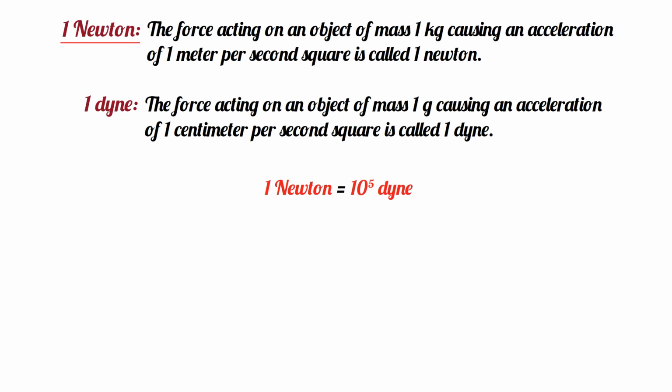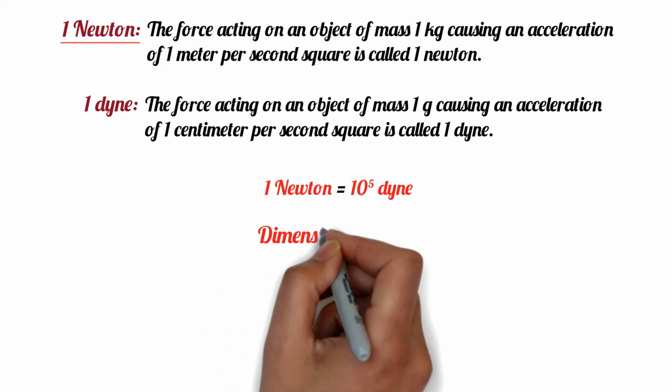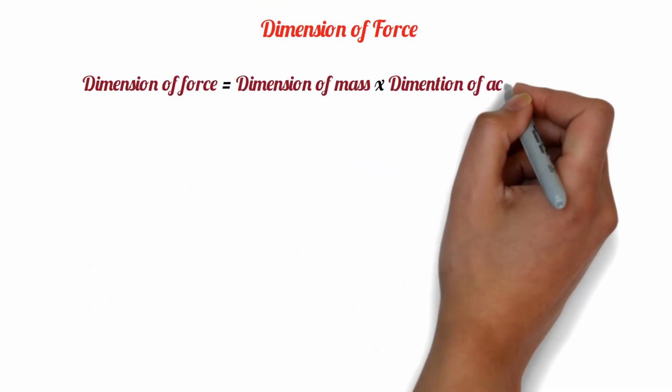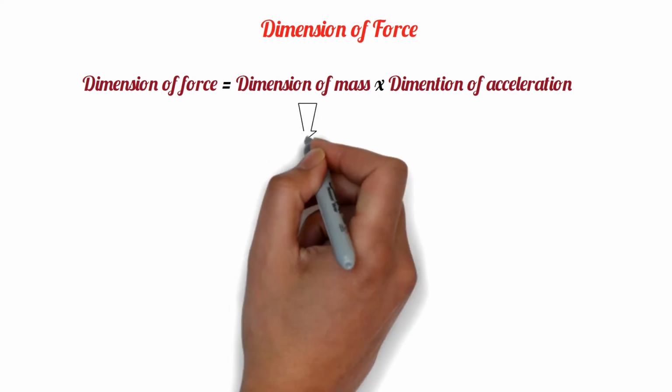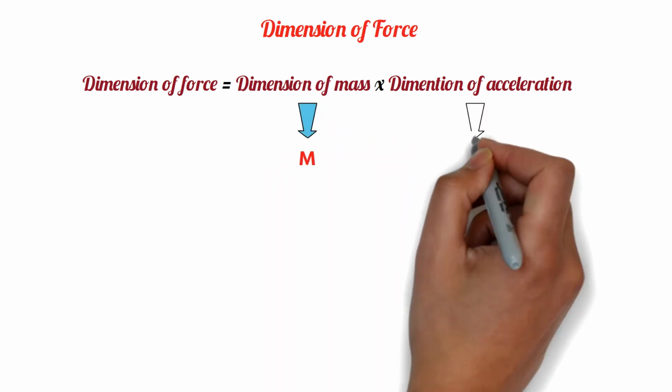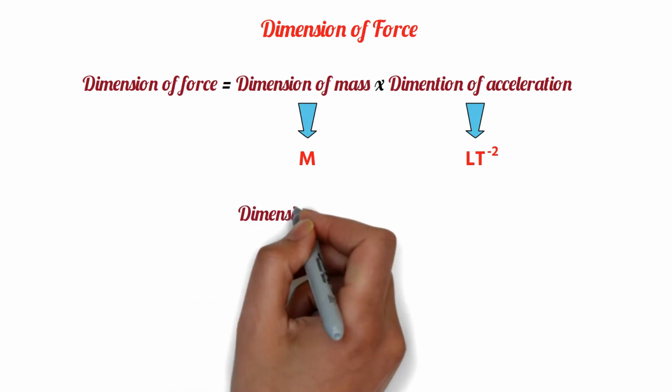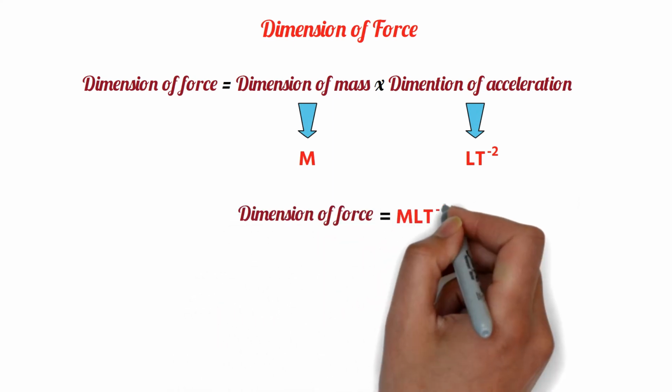As we find the unit of force, similarly we can find the dimension of force. The dimension of force is equal to the dimension of mass times the dimension of acceleration. We know the dimension of mass is M, and the dimension of acceleration is LT to the power minus 2. So the dimension of force is MLT to the power minus 2.